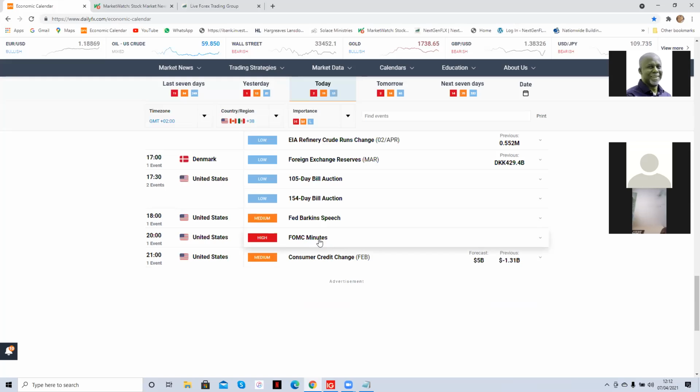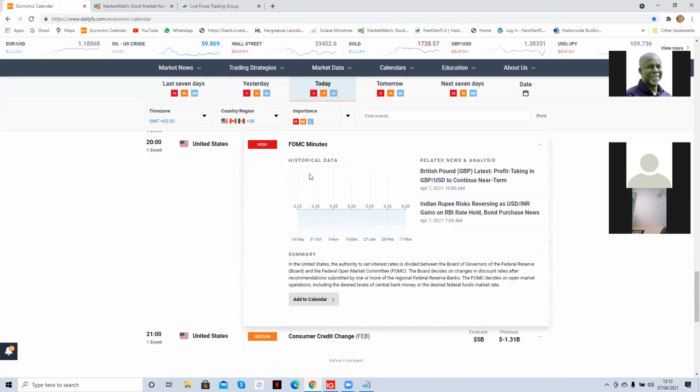That report from the US affects all financial markets. It doesn't matter what currency pair you're trading, what stock market, or what commodity, that report will affect all markets. This is an extremely important report. If you're new to trading, you can click on the report to read about it so you can understand its significance.